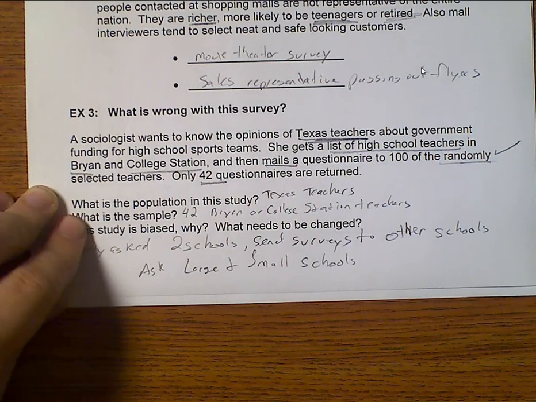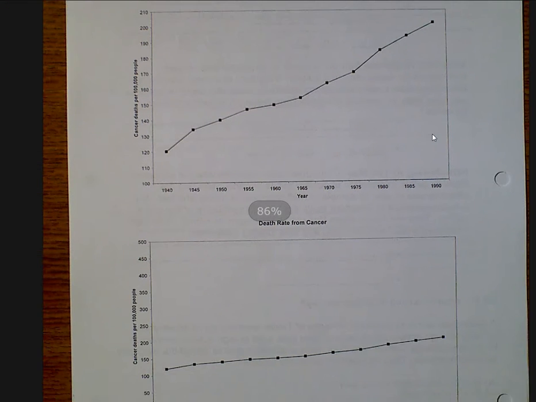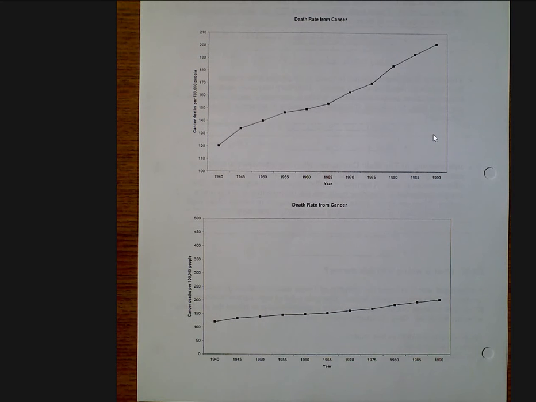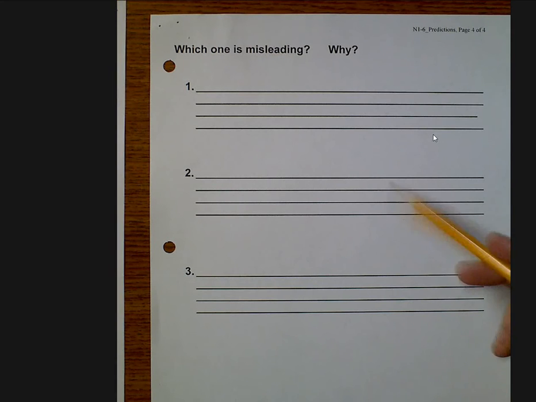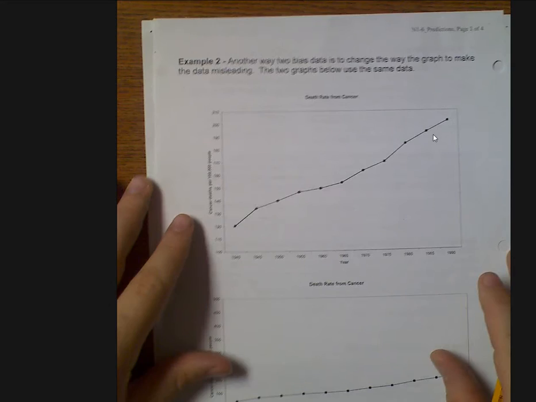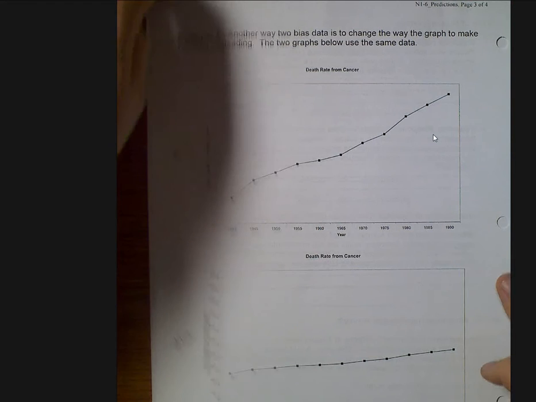So let's go ahead and take a look at these pictures. I'm going to zoom out a little bit so we can see both pictures. These graphs look very different, but they're actually giving us the exact same information, and they have bias. On the next page, we've got some blanks for you to talk about misleading. So this is graph number 1, and this is graph number 2. And let's look at why they are misleading.